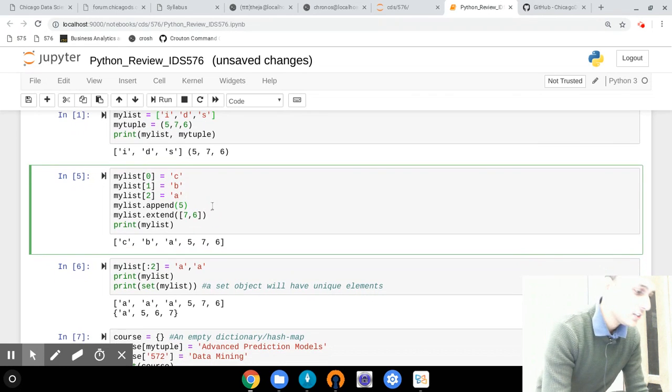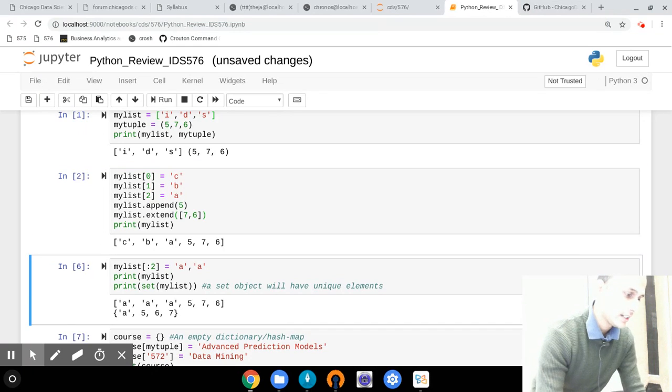And I can also do operations like appending to the list and extending the list with another list. Okay, so if I ran this, now the first 3 entries have changed, and I've appended an entry 5, and I have extended the list with another list which had the entries 7 and 6, right?